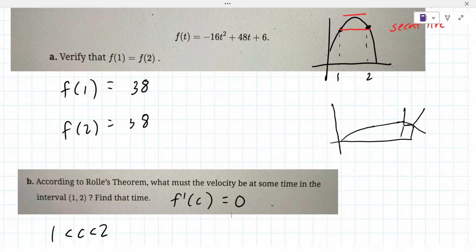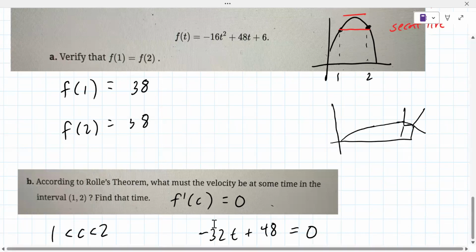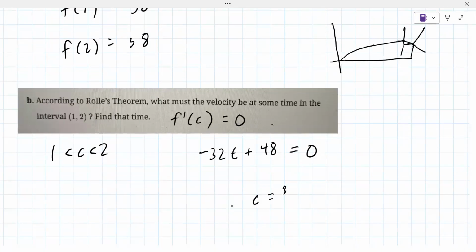Negative 32t plus 48. Okay, so if you want to set that equal to 0 and solve that for me, please. Three halves. Yep, that's your c. Your c equals 3/2.